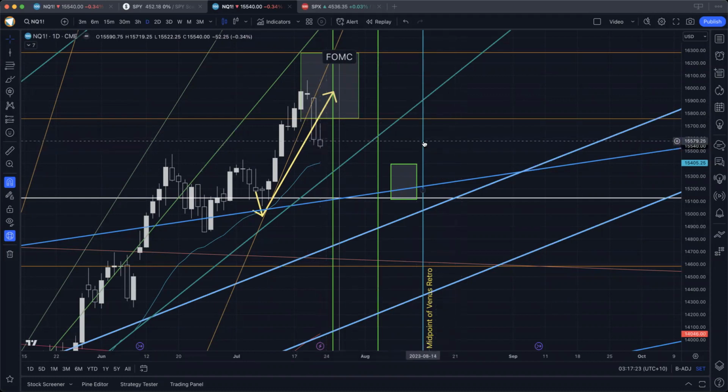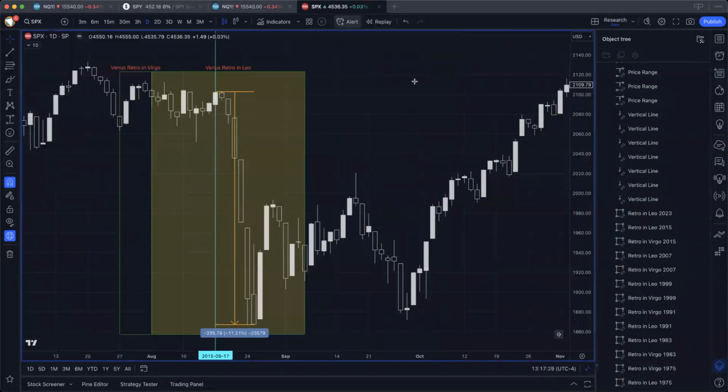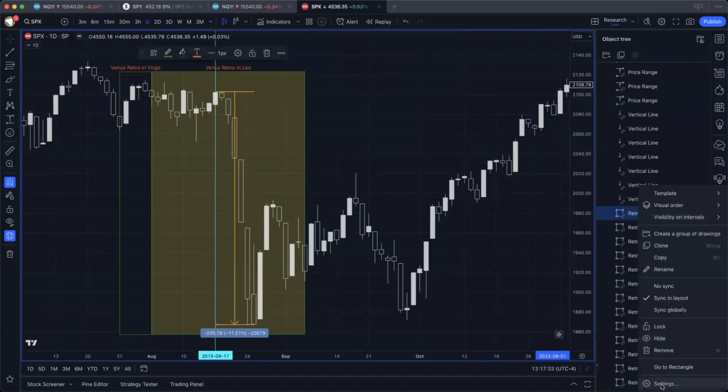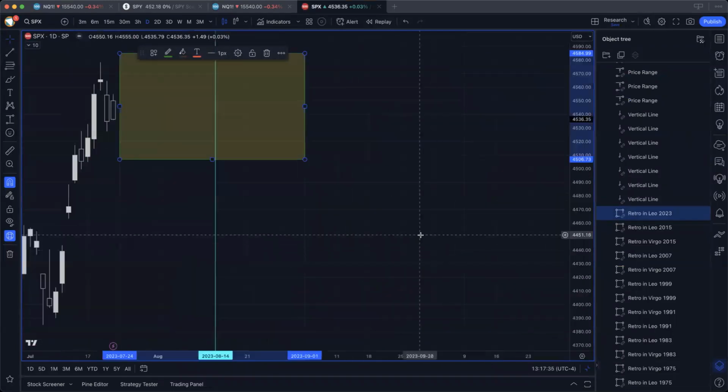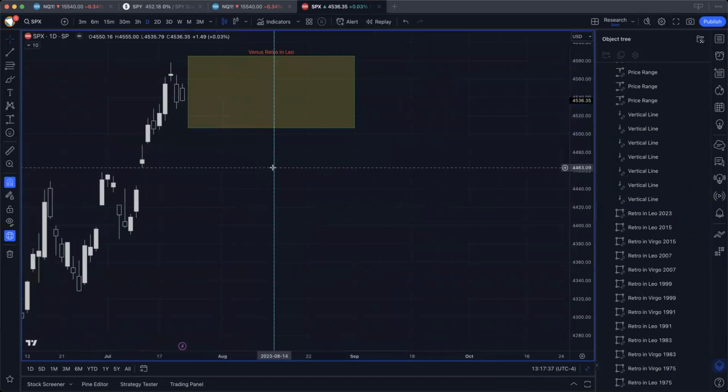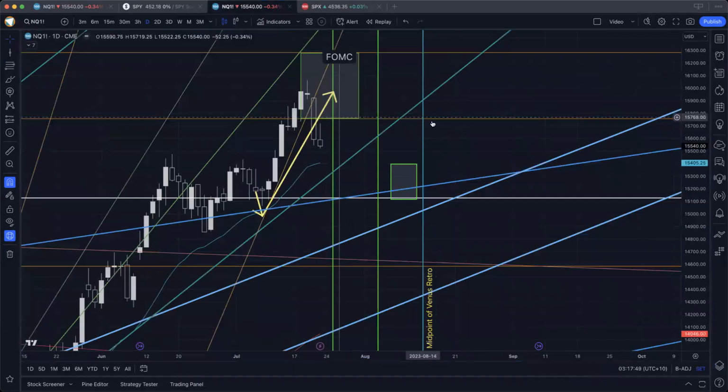So we're only looking at the midpoint here of Venus retro. If we want to take a look at when is the end of Venus retro, we can go to this rectangle. So here we are. We've got the midpoint on August 14th, and we've got the end of it on September 1st. Okay. So if we head back to our forecast tab, we've got the midpoint here on the 14th.